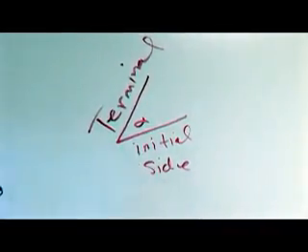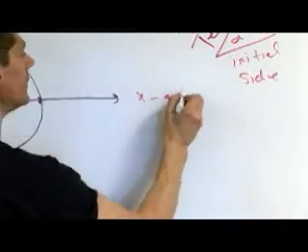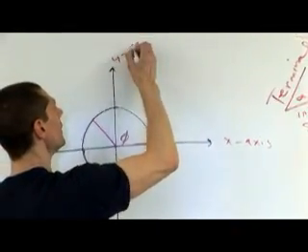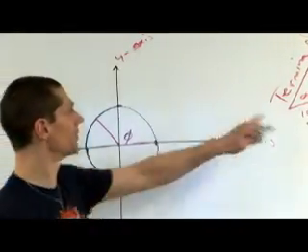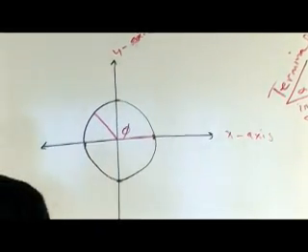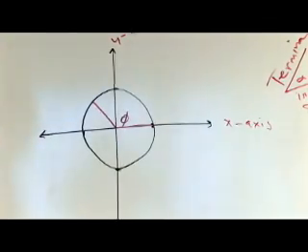The relationship between an initial and terminal side is that the initial side gets laid down on the x-axis, right? Here's the y-axis, the x-axis. And basically the terminal side hangs out wherever it is. You're going to see in the next chapter there's something called a central angle of theta radians.